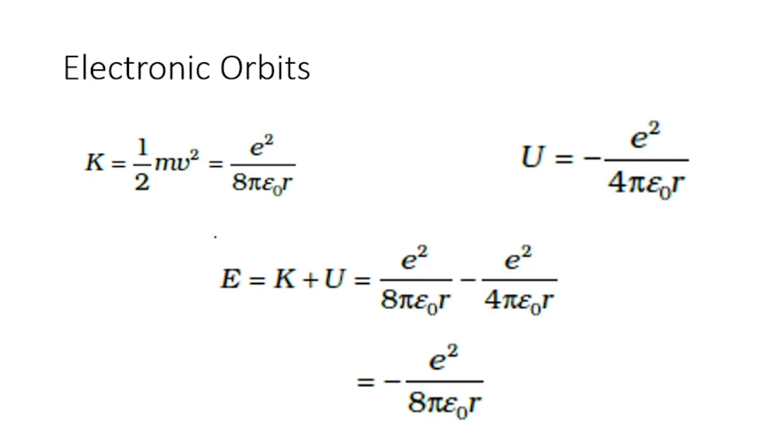So these are the brief explanations about the alpha particle scattering experiment and Rutherford's nuclear model of an atom.